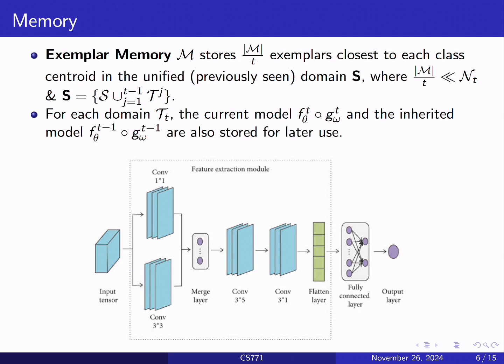The model used is a deep neural network with two parts, a feature extractor and a classifier. For each new target domain, the model builds on the version from the previous domain.